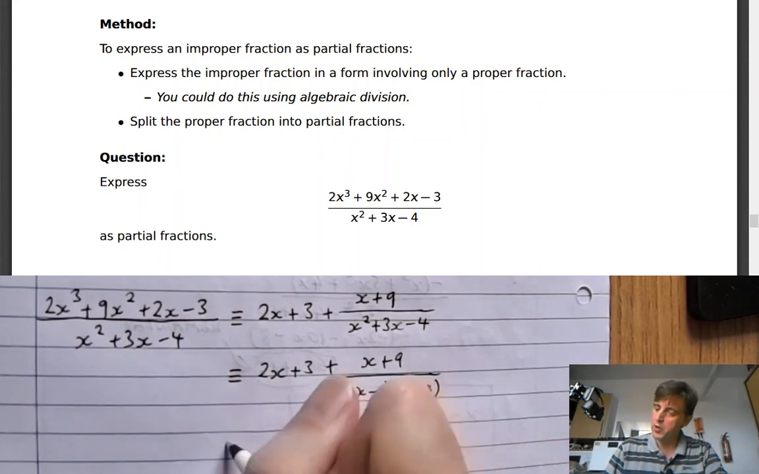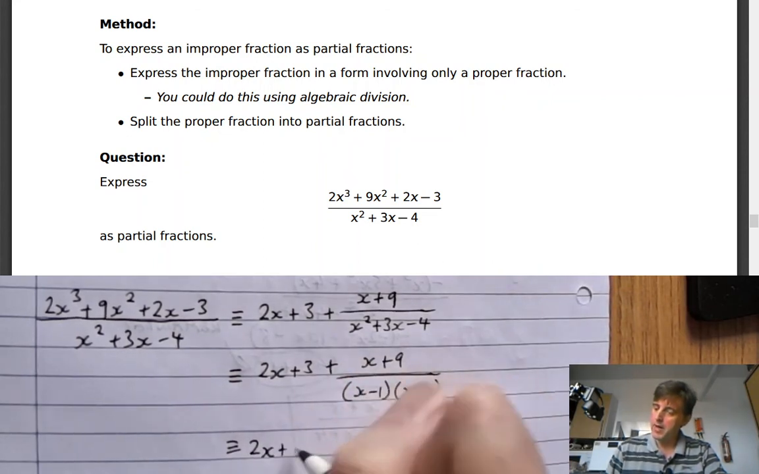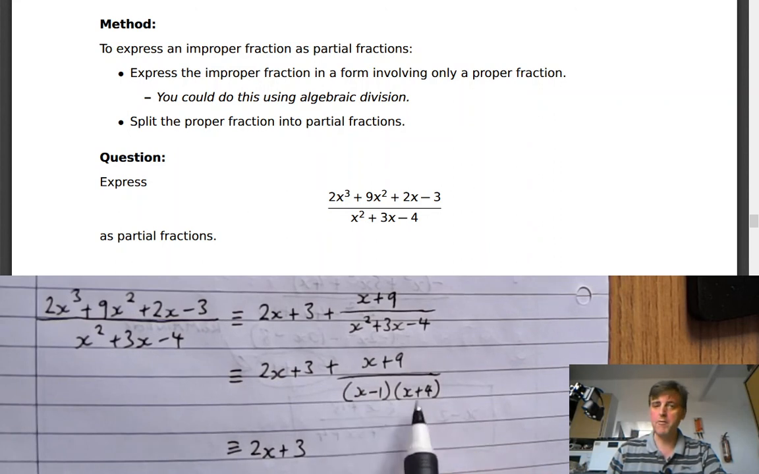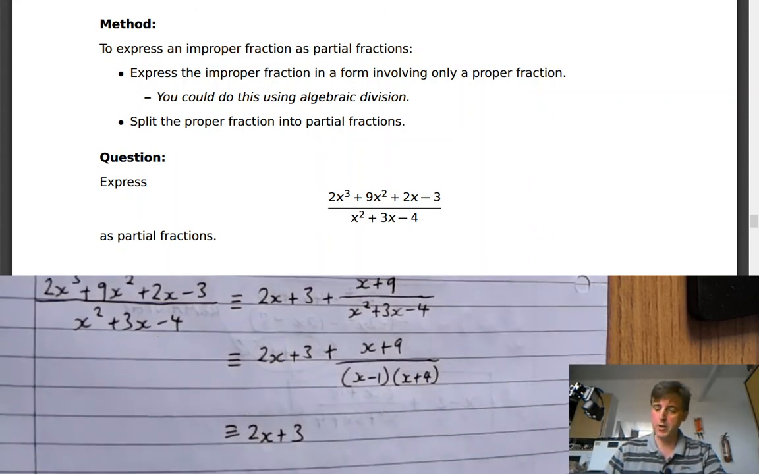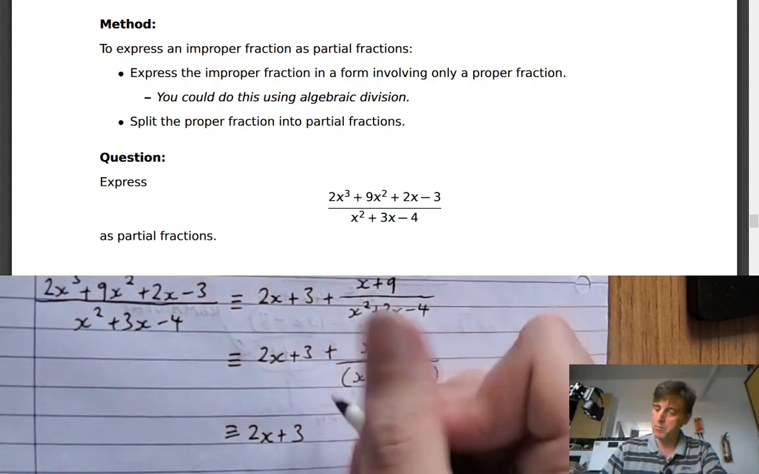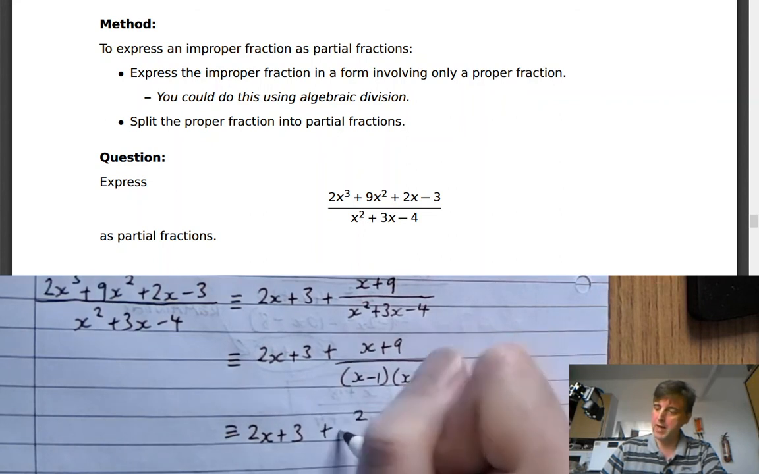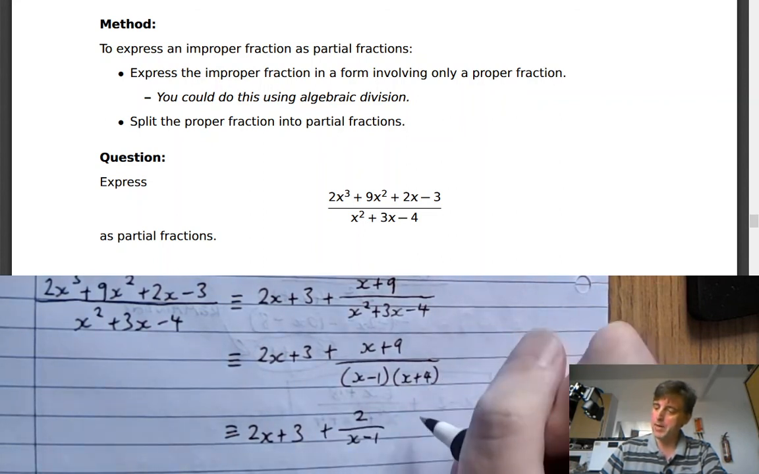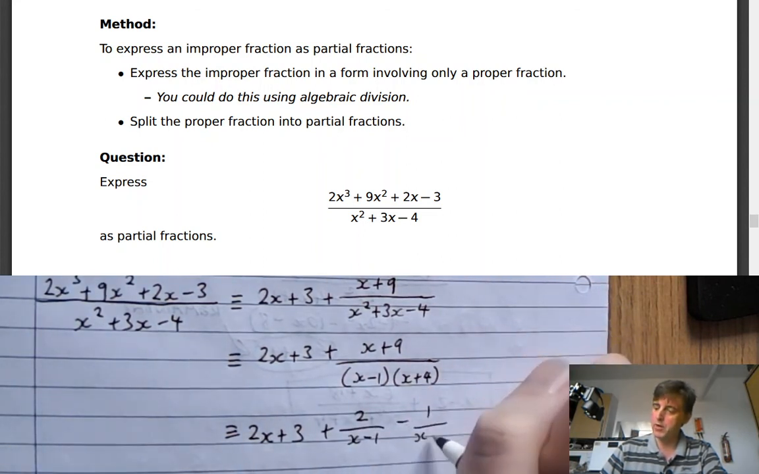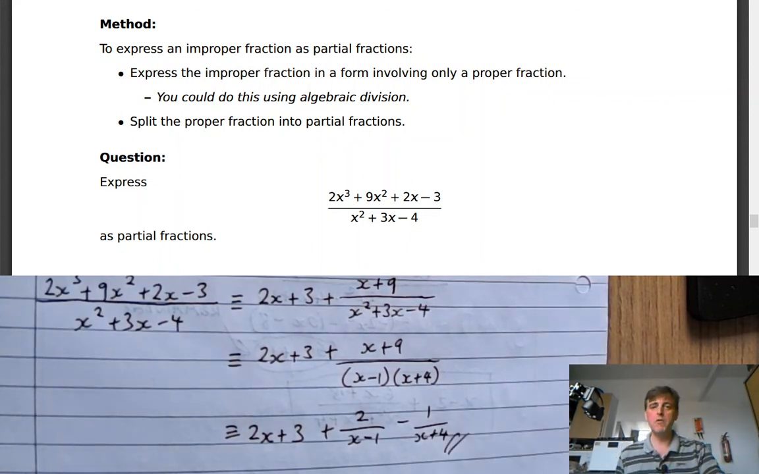And then I'm just going to jump to the answer here. This proper algebraic fraction here, when you split that up into partial fractions, you should have got plus 2 over x minus 1 minus 1 over x plus 4. Do you agree with me? Hope so.